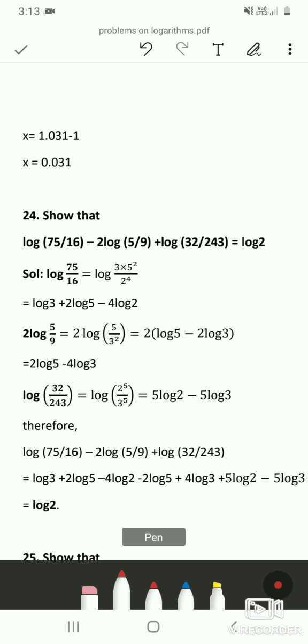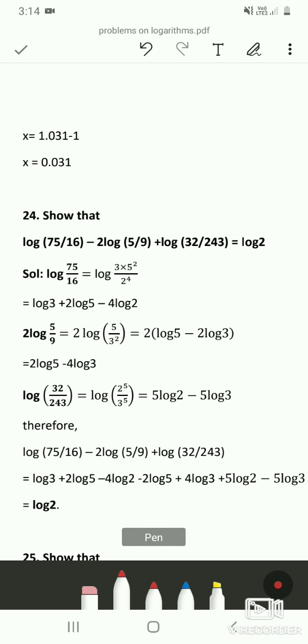So let's consider the first term. Let's go step by step. So log 75 upon 16. Here 75 can be written as 3 into 25, and 25 can be written as 5 square. So 16 in the denominator can be written as 2 raised to 4.